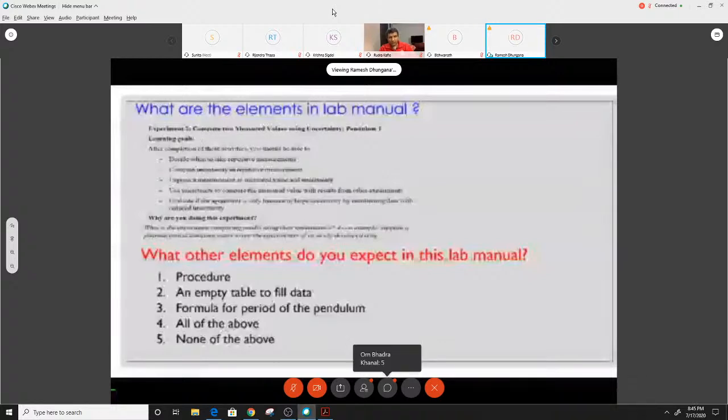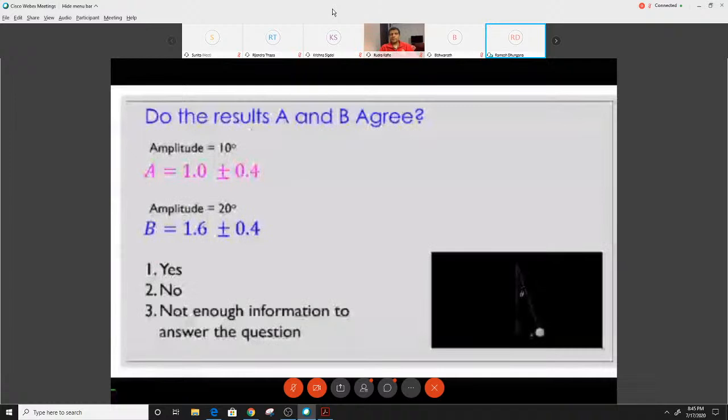And now, what I'm doing is none of the above. There is no procedure in my lab manual. There is no data table to fill. There is no formula for the pendulum and so on. So there is none of those things that you usually expect from traditional labs, okay? So what do they do then?